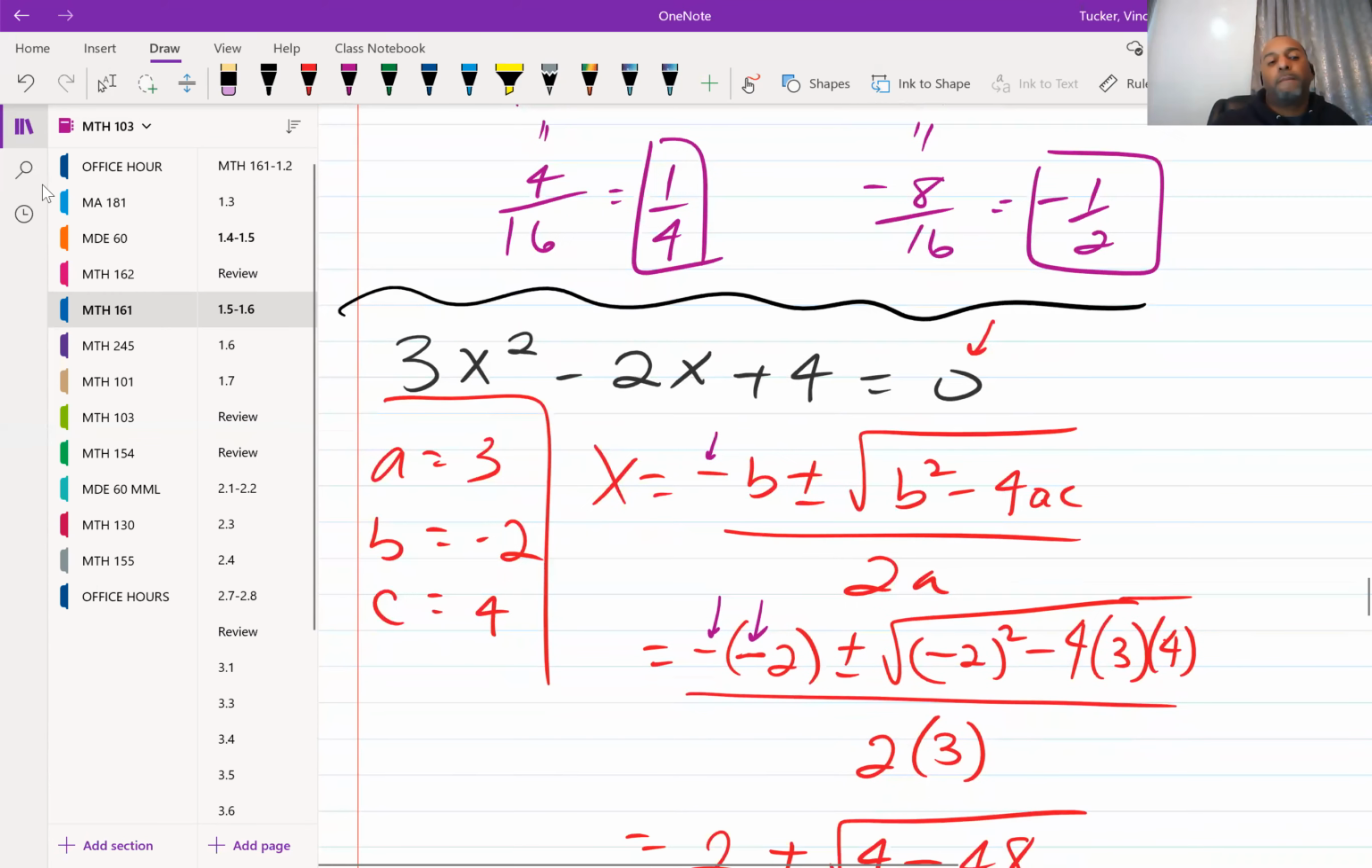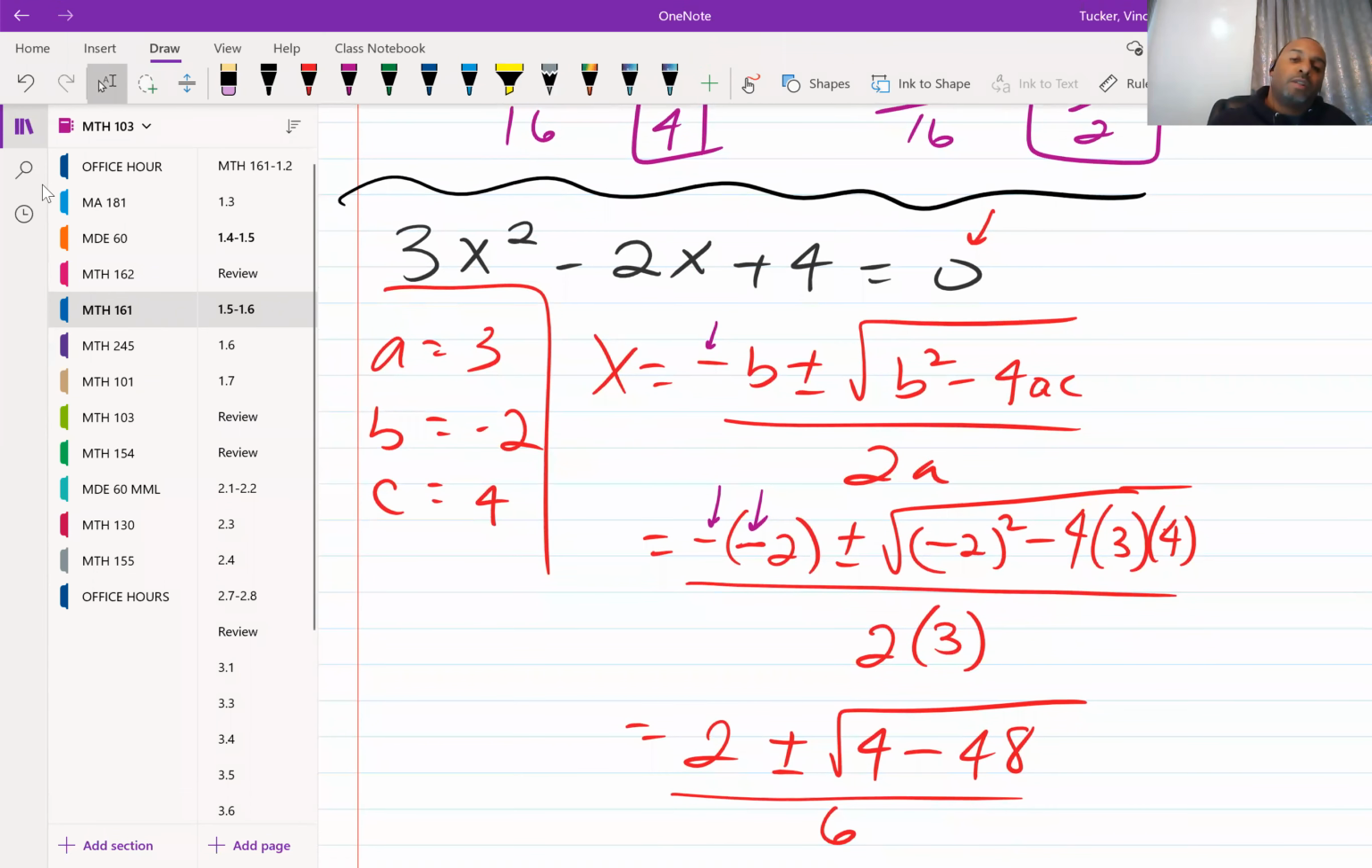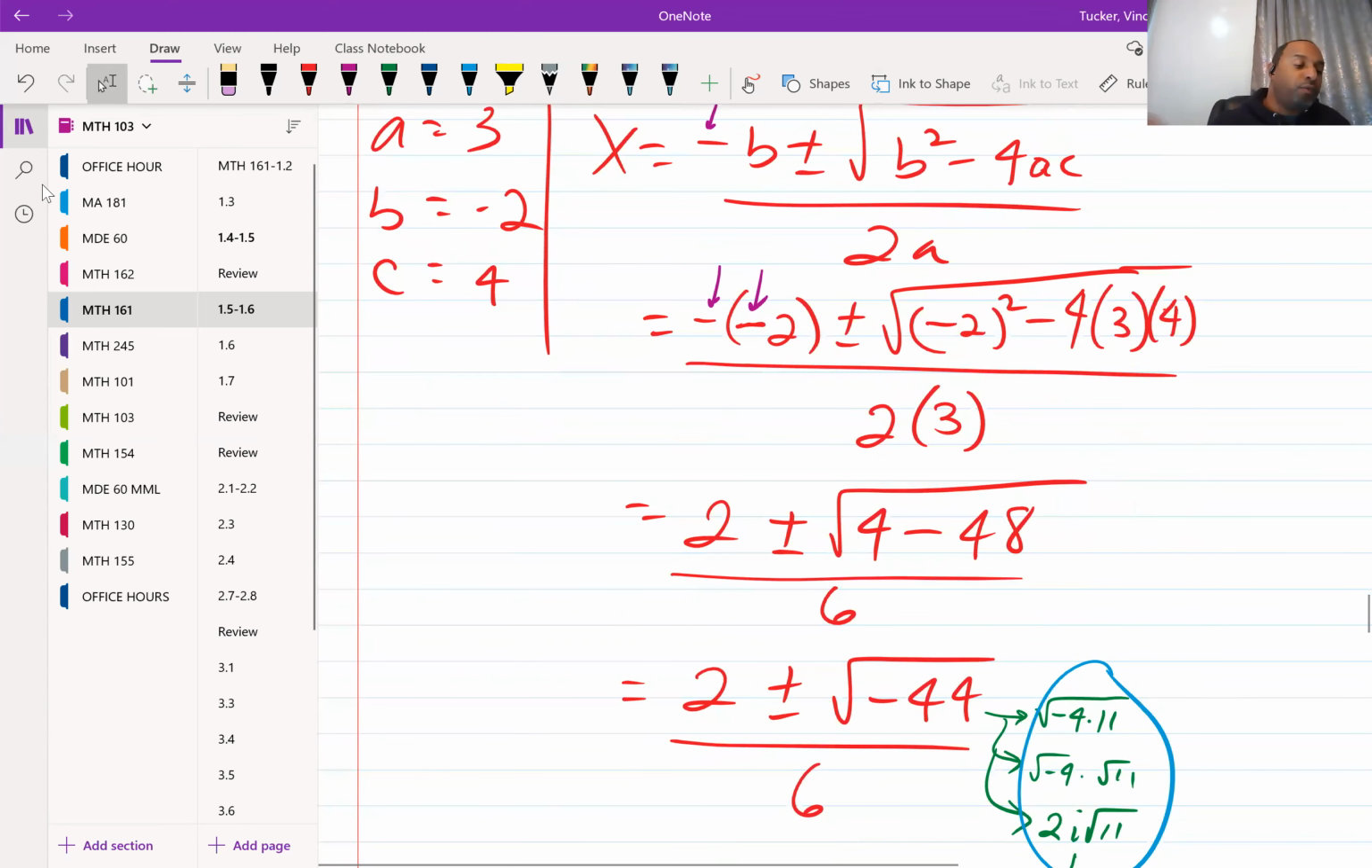Any problems? Okay, simplify. Negative -2 is +2, plus or minus (-2) squared, which is 4. Then -4 times 3 times 4 is -48. And that's all over 6. Excuse me, 4 minus 48 is negative 44.